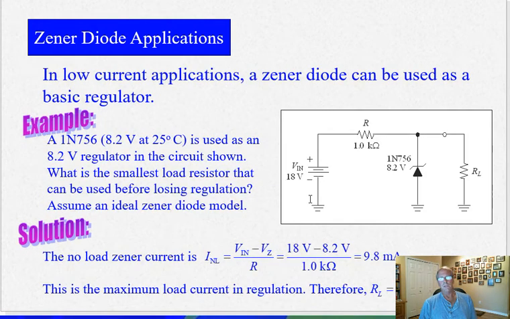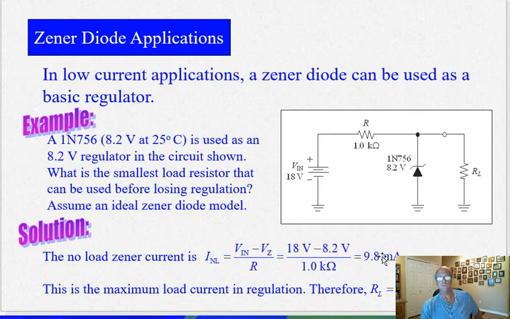And here's a good application for a Zener, although it's a little less common than the next slide we'll look at. This is a voltage regulator. Again, it's a 1N756, it's 8.2 volts. The equation here, which you're going to want to pay attention to, is a little Kirchhoff voltage law thing, where you take the input voltage, subtract the Zener voltage, and divide it by the resistance to get the current.